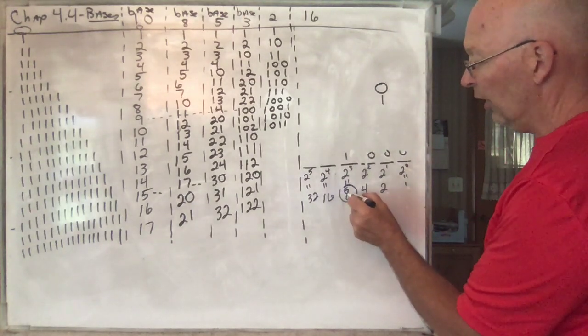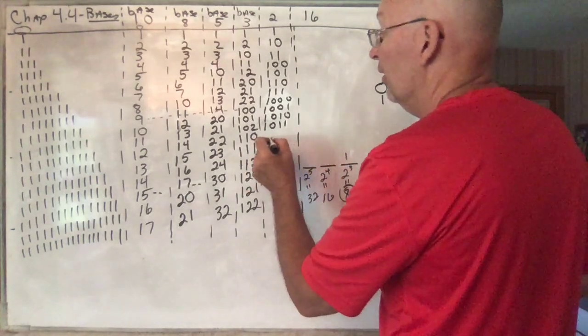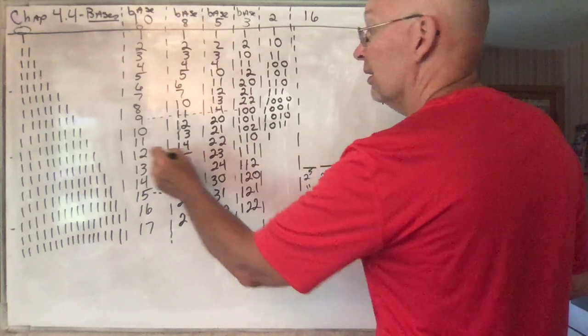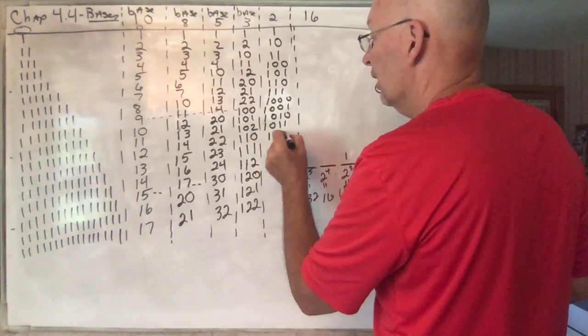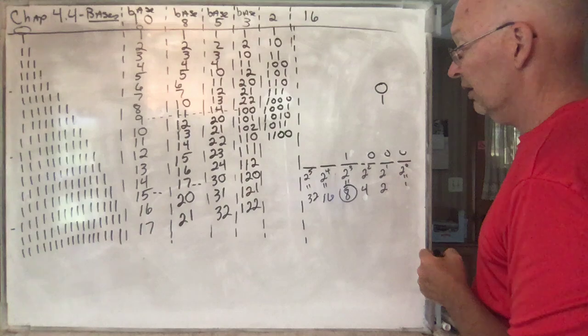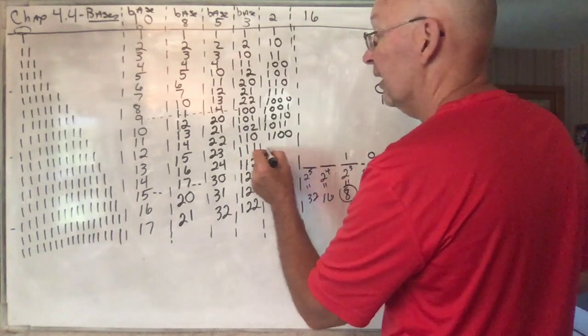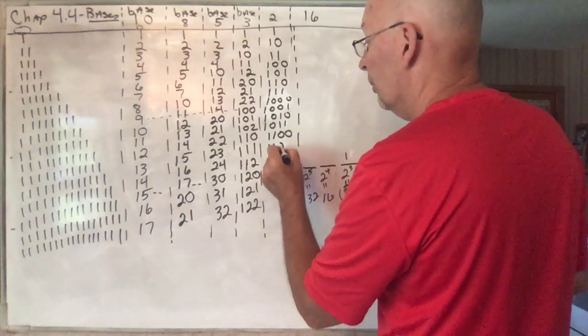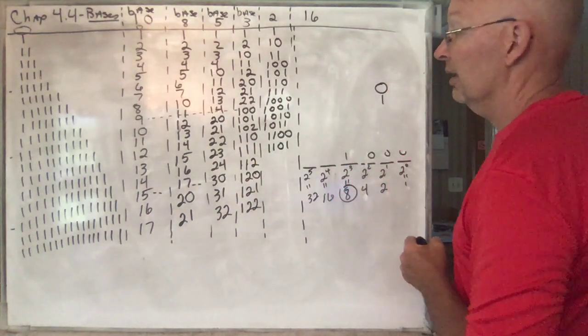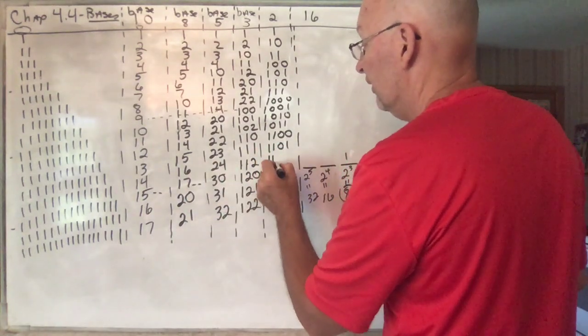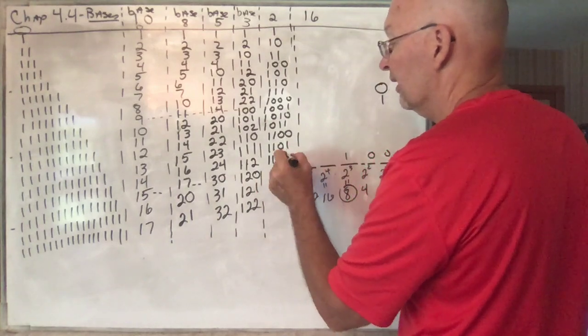12 is what? A 12 is an 8 and a 4. So there's my 8. There's my 4. None left. 13 is going to be this same number, but with a 1 left. 14 is going to be this same number, but instead of a 1, I'm going to get a 2.